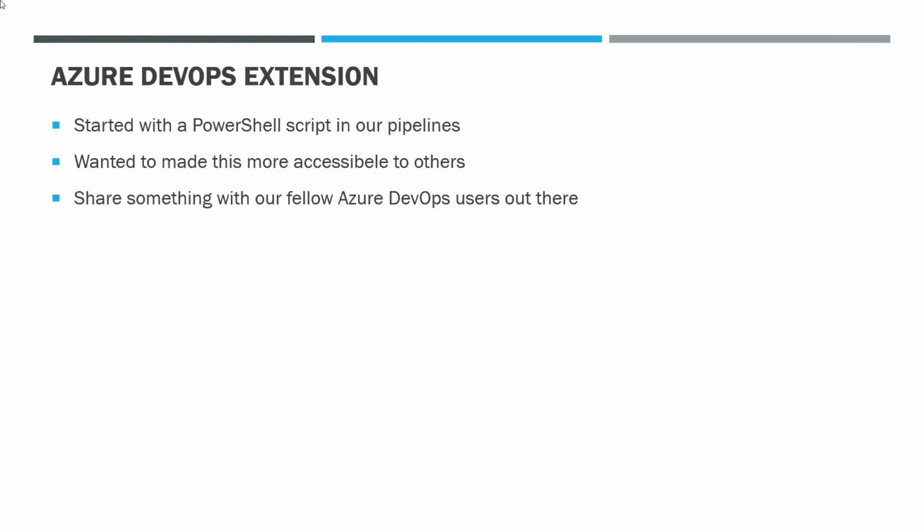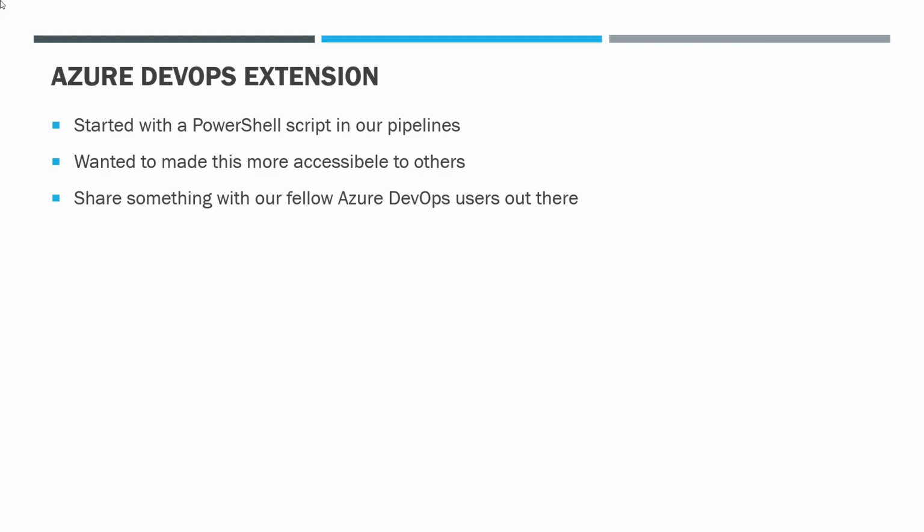So what you saw was the Azure DevOps extension. It started quite small, with just a PowerShell script in our own pipelines. First a proof of concept also, but then quite easily we implemented it on a few projects, and then the rollout for all of our Azure DevOps projects.